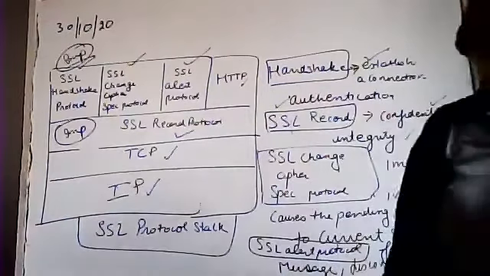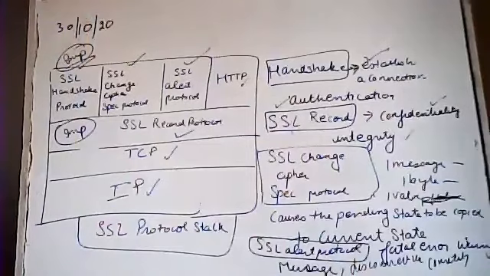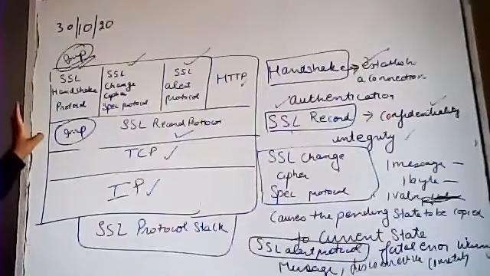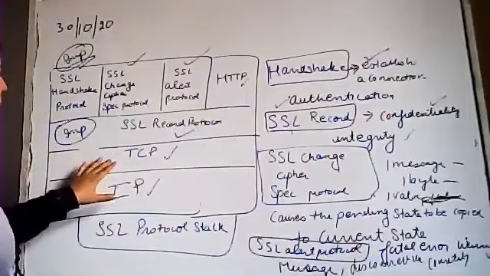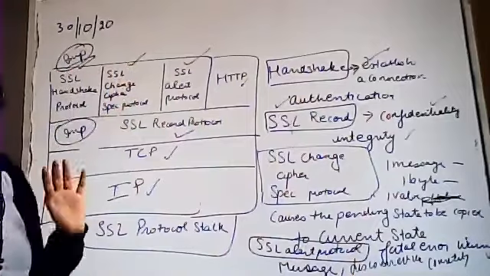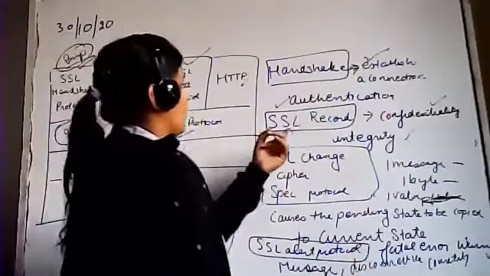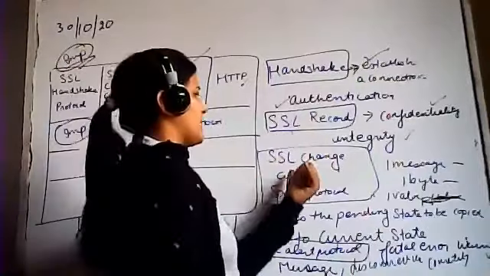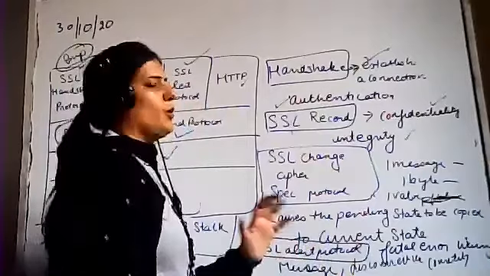Clear? So this is regarding the SSL protocols. You can see that we have a total of 7 protocols in the SSL protocol suite. We just know about TCP, IP, and HTTP. There are 4 basic protocols that we use in the SSL part. One is the handshake, another is the SSL record, then we have the SSL change cipher spec protocol, and last we have the SSL alert protocol.